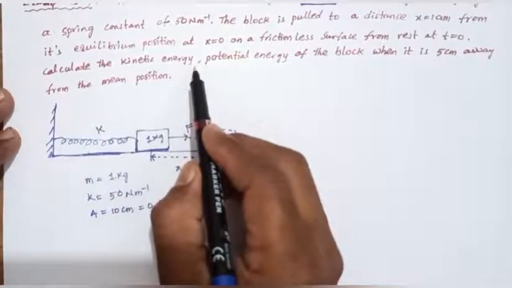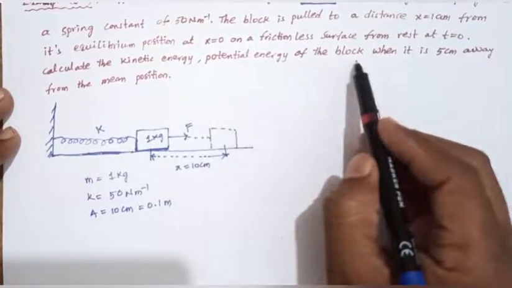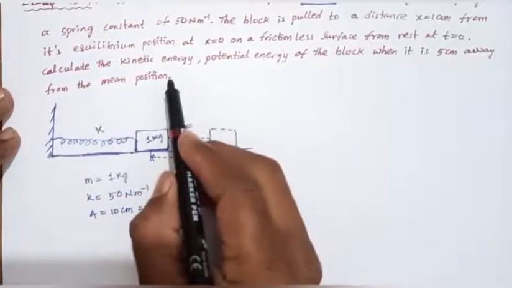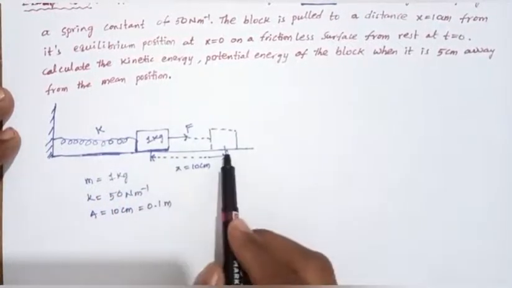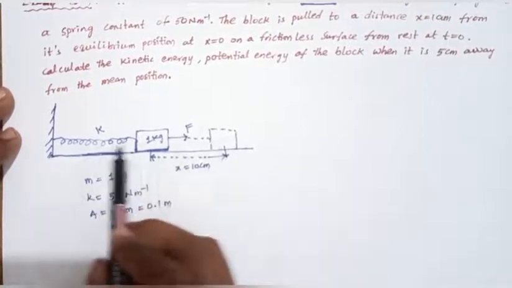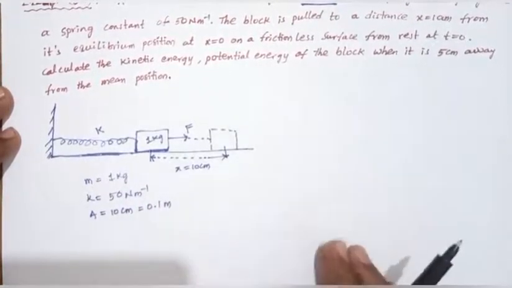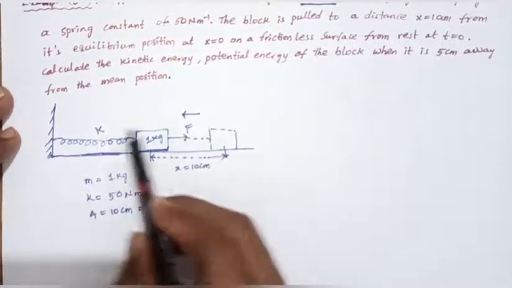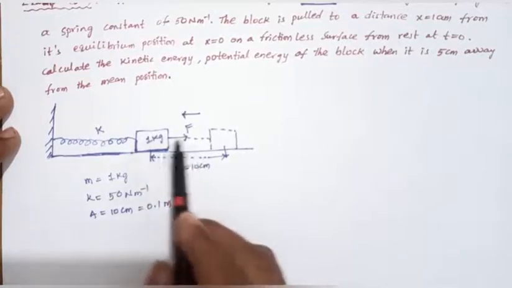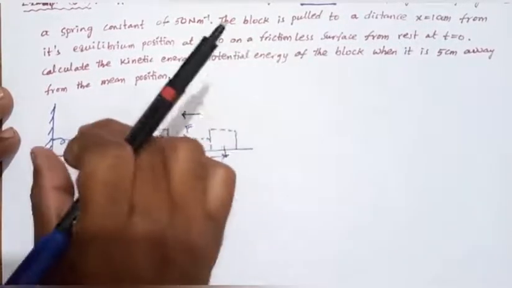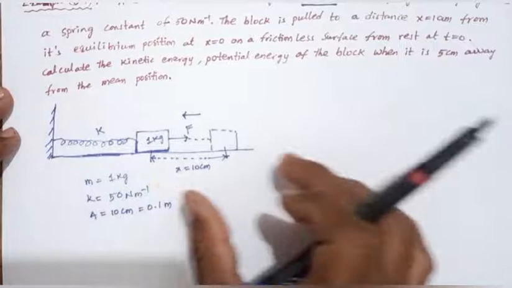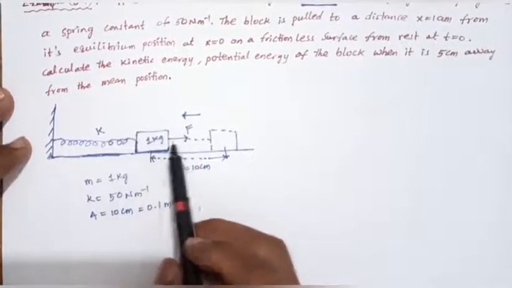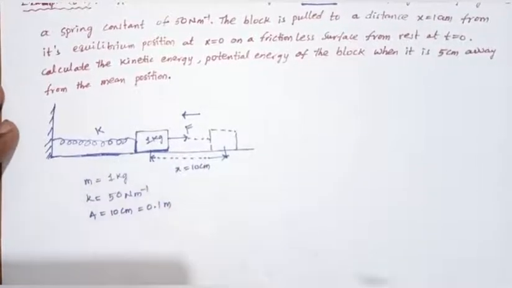Calculate the kinetic energy and potential energy of the block when it is 5 centimeters away from the mean position. So it is the maximum displacement, and it oscillates continuously. When the force is removed, what happens? The restoring force acts on this block, so it oscillates, it is stretched and compressed continuously. Then it moves in to and fro motion, back and forth motion. So that is simple harmonic motion.